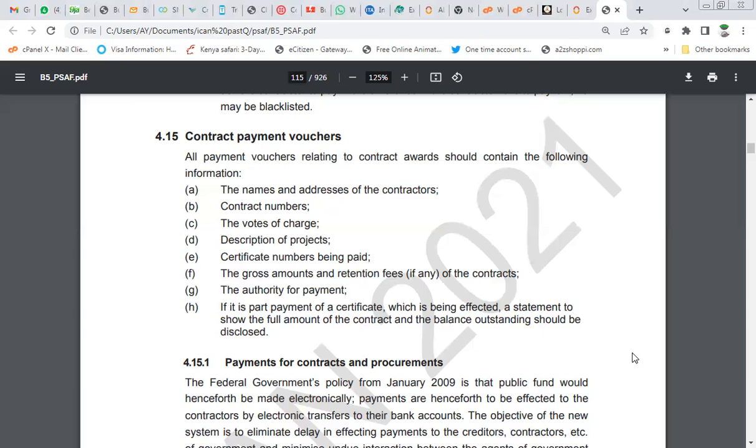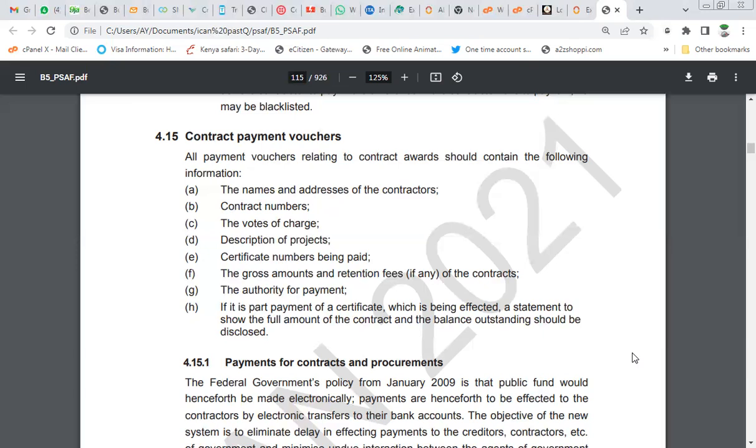As you can see, all payment vouchers relating to a contract award should contain the following information: the name and address of the contractor, the contract number, just to know which contract is being awarded, and the vote charged. When you hear vote, it means the amount charged. Then the description of the project: what kind of project is it?